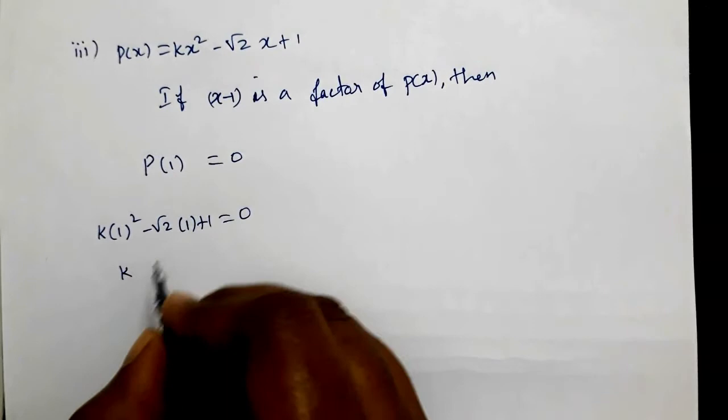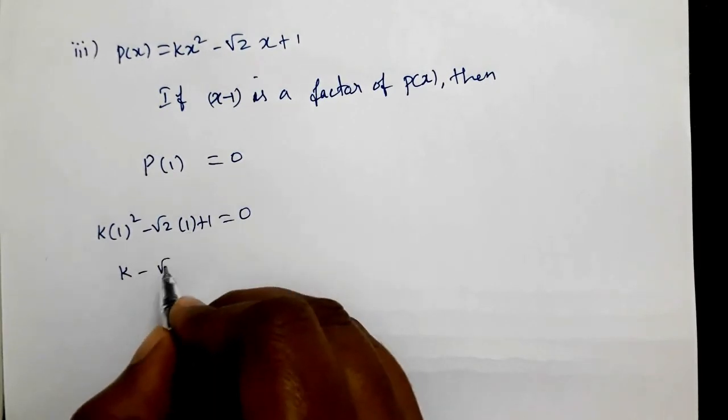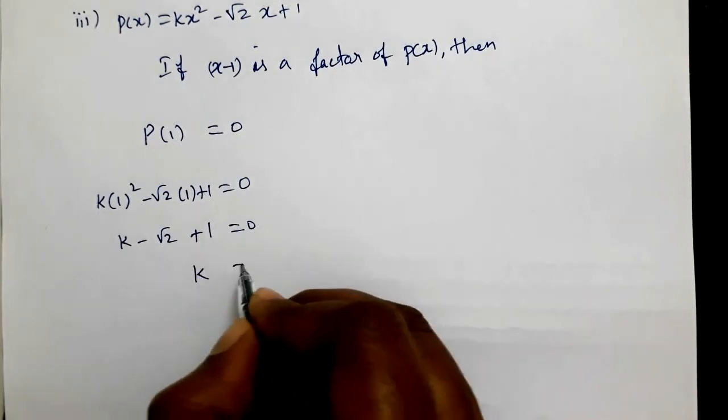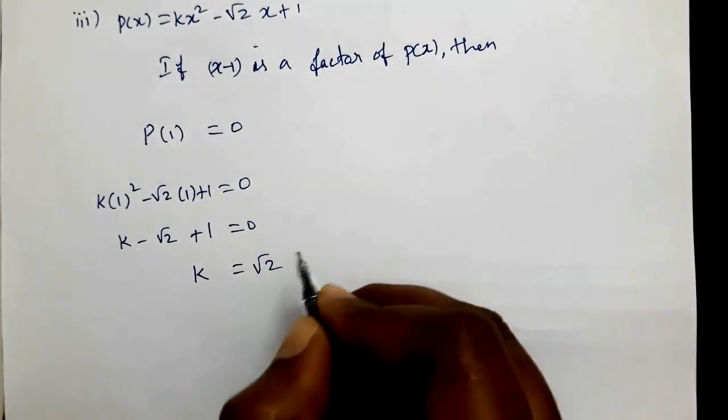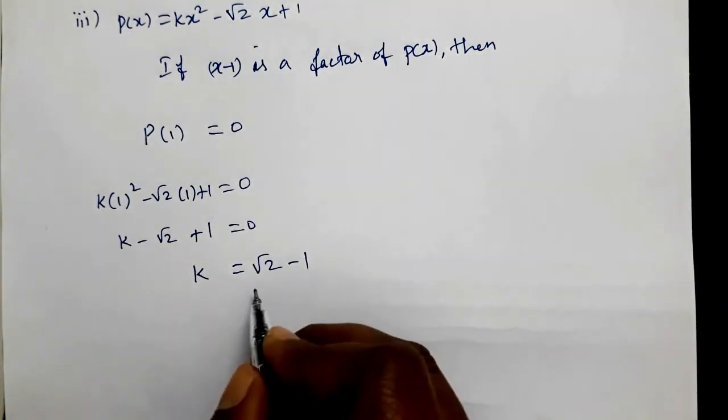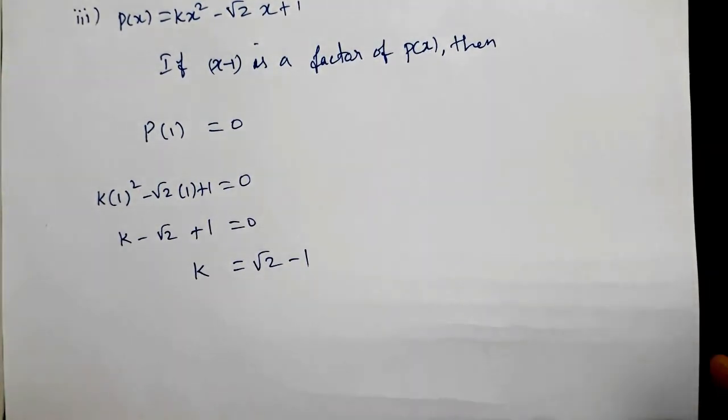Here k of 1 square k, minus root 2 into 1 we will get root 2, plus 1 equal to 0. So k equal to this minus root 2 becomes that side, mean plus root 2. This plus 1 becomes that side, mean minus 1. Therefore k equal to root 2 minus 1. Now move on to the next one.